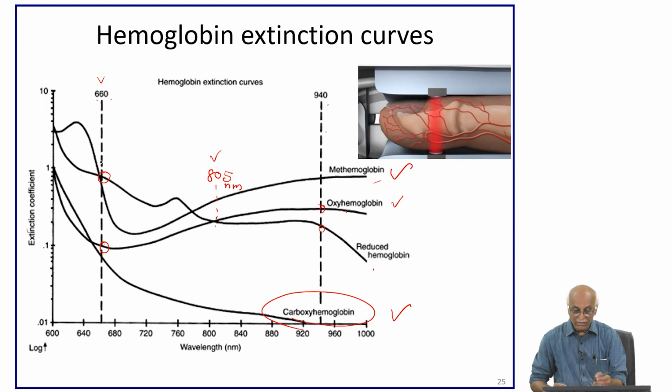We may think that at 940 nanometer, where carboxyhemoglobin is very small, it will give us 2 values, but at 660 nanometer all the 3 are present. So, we will have to somehow eliminate the carboxyhemoglobin component to estimate the other constituents and indirectly even this carboxyhemoglobin. So, we will need one more wavelength.